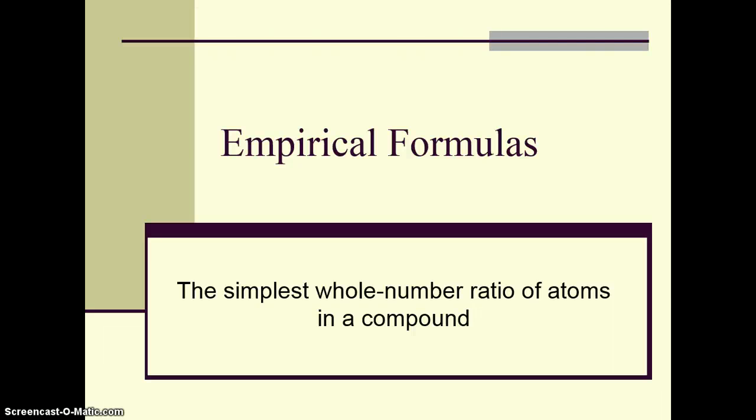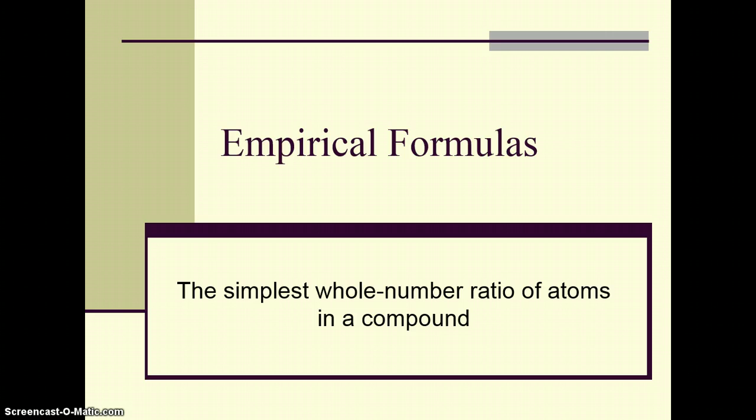So today we're going to learn about empirical formulas. Empirical formulas are the simplest whole number ratio of atoms in a compound. For example, if we had a compound C2H6, the simplest whole number ratio of the elements is 1 to 3, 1 carbon to 3 hydrogens. We would divide each of them by 2, and that's the empirical formula. It's not the actual formula.